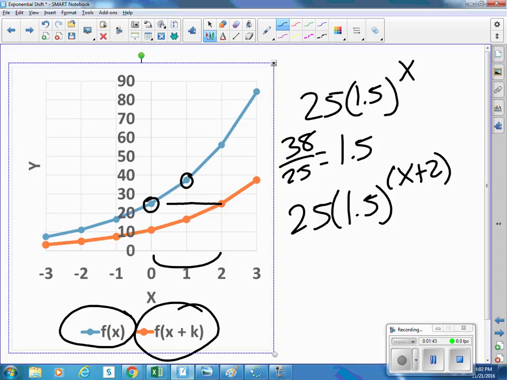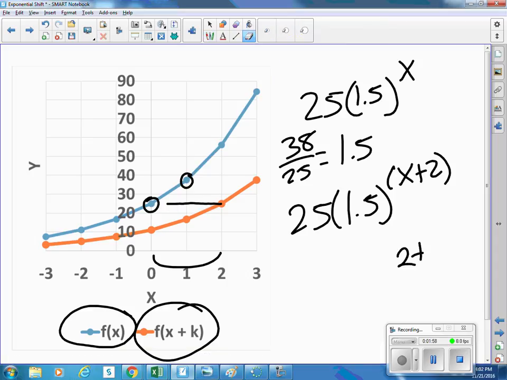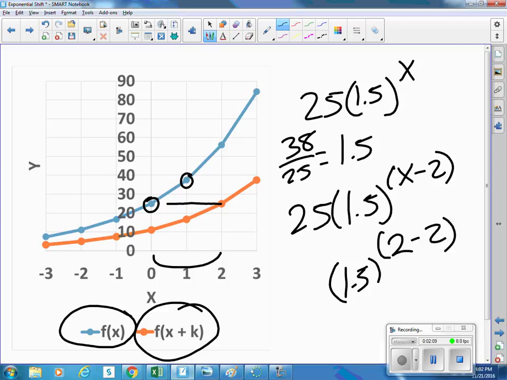So I have to get to 2 before I get to where the original equation was at 0, when x was 0. So, for example, 2, no, sorry, that would be minus 2. So x minus 2, because I have to get to 2 minus 2. So 25 times 1.5 to the 2 minus 2, which is 25 times 1.5 to the 0, which is 25 times 1, which is 25. So to get a 25, I have to go to a 2. So 2 minus 2 would work. So that one has shifted to the right by 2.